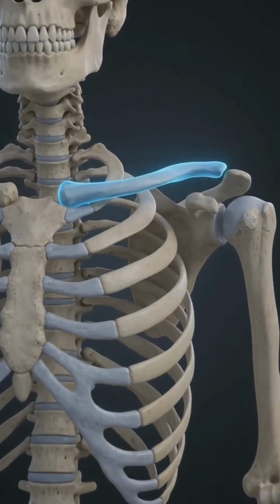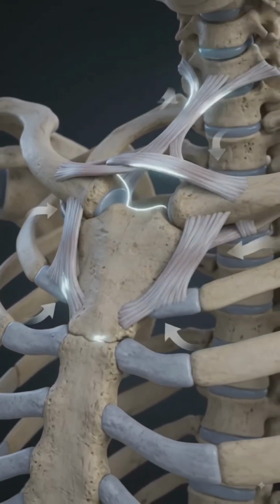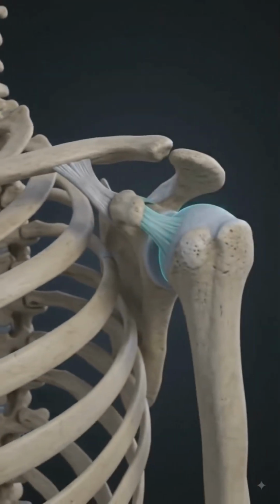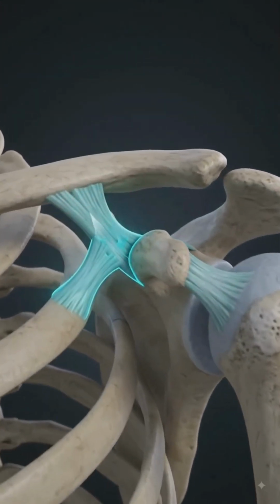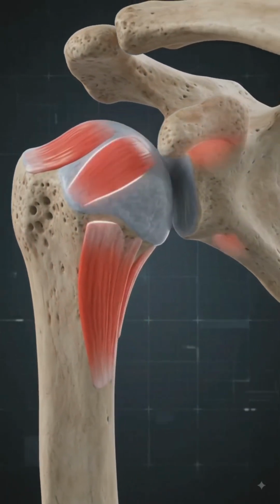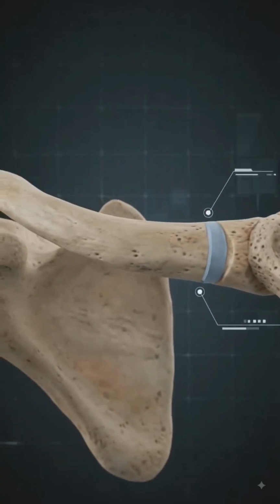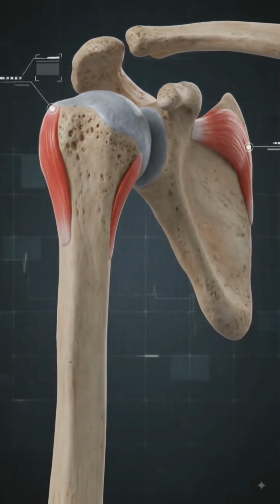The clavicle is a doubly curved long bone. It articulates medially at the sternoclavicular joint. Ligaments anchor it to the sternum and it is stabilized by the coracoclavicular ligament. The clavicle's shaft is divided into a medial 2/3 and a lateral 1/3. The inferior surface contains the subclavian groove. The lateral third anchors the deltoid and trapezius muscles.